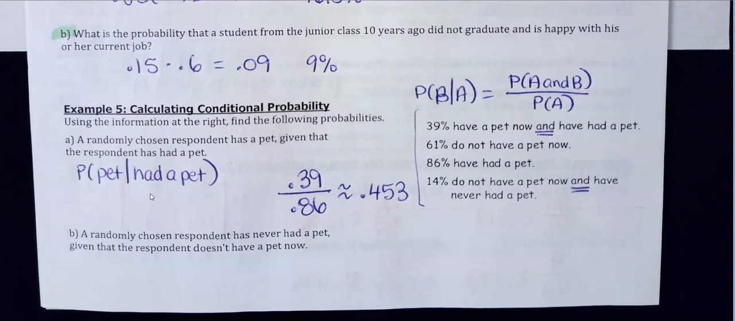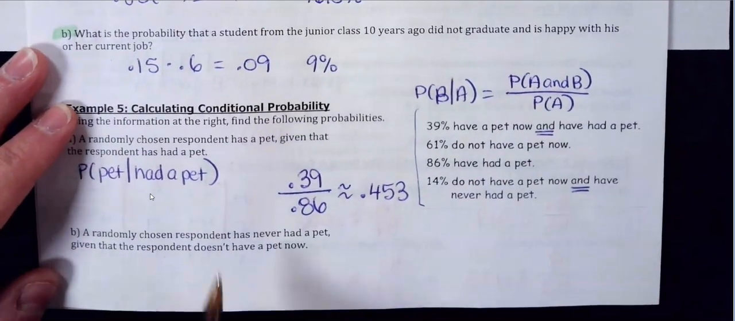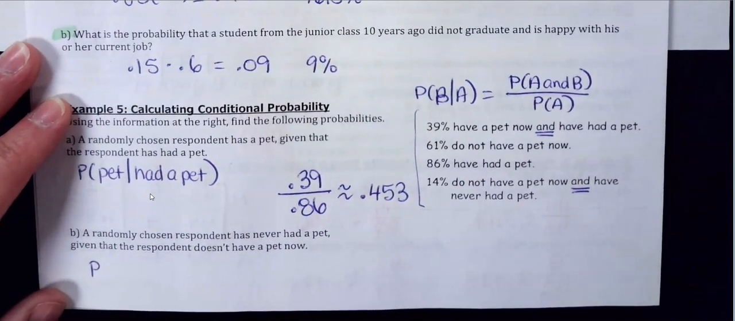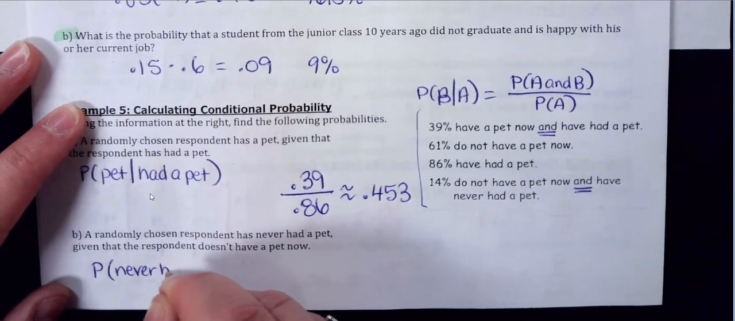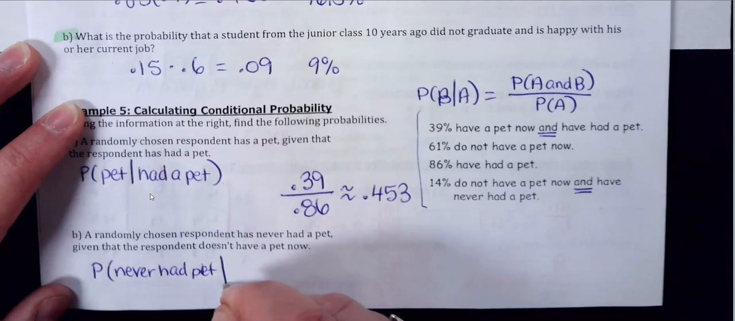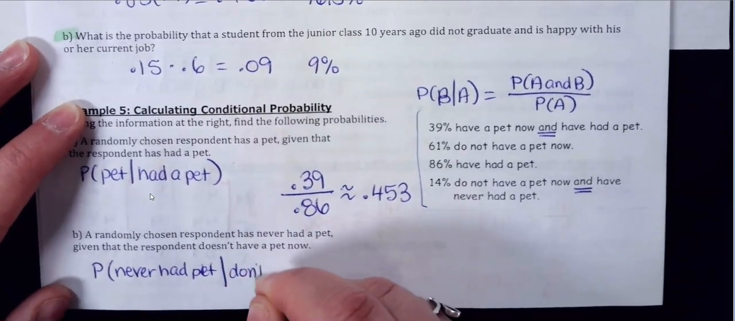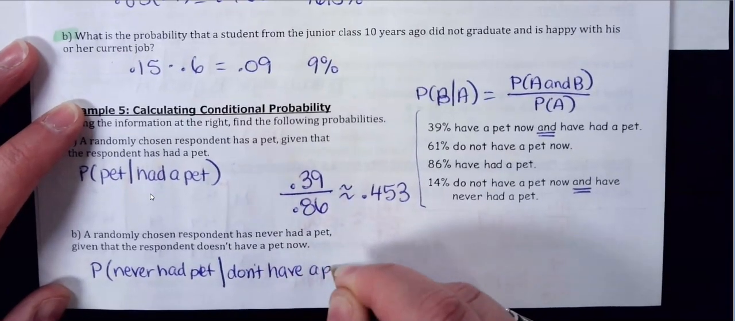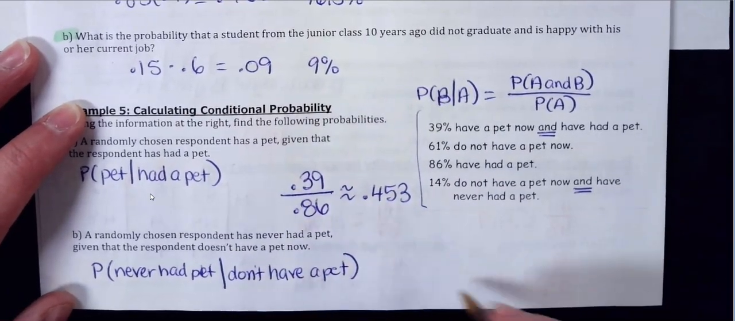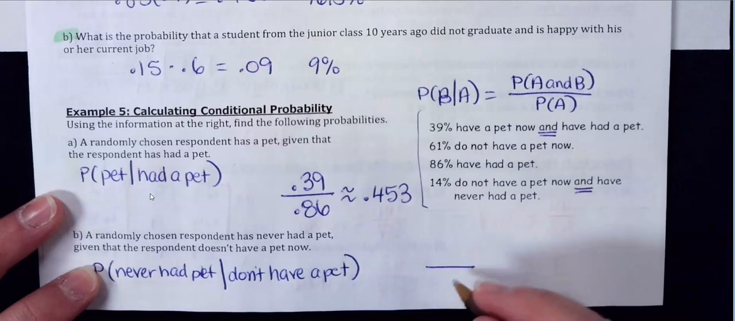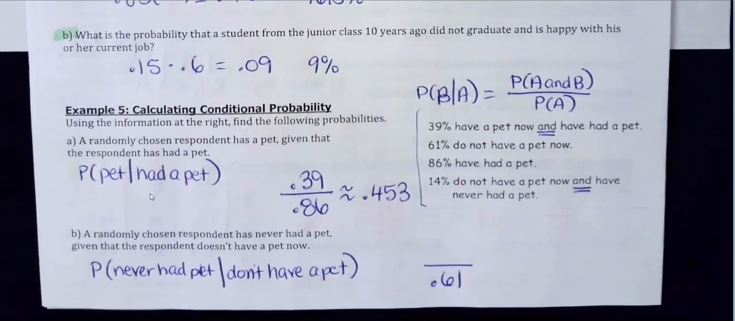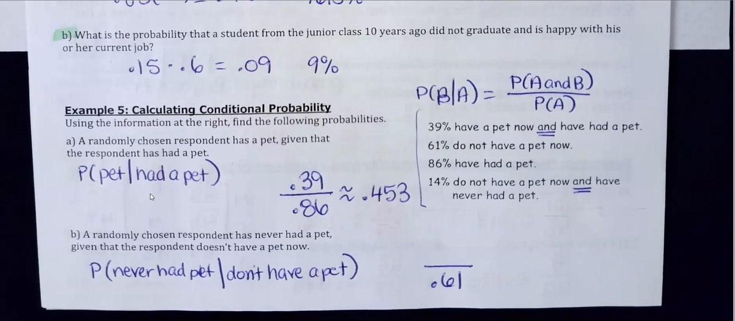So you assume the condition happened. That goes on the bottom of the fraction when you do the probability. And then the probability of A and B goes on the top. All right, so this second example says a randomly chosen respondent has never had a pet. So I'm going to write never had a pet given that they don't have a pet now. Okay, so on the bottom, we're going to assume they don't have a pet now. It says 61% don't have a pet now. So the 0.61 would go on the bottom.